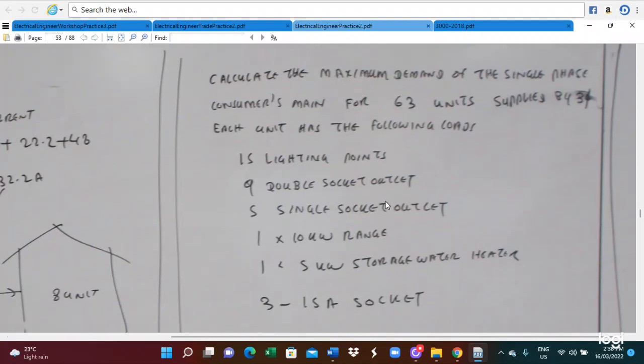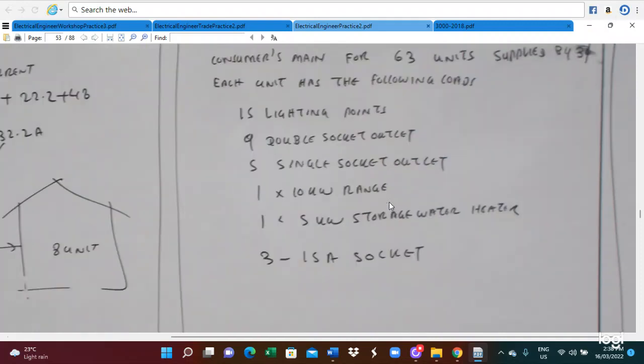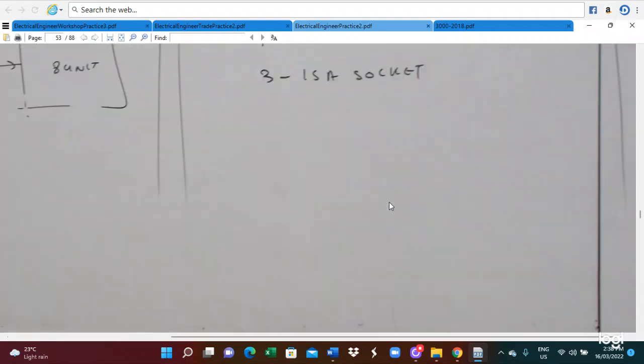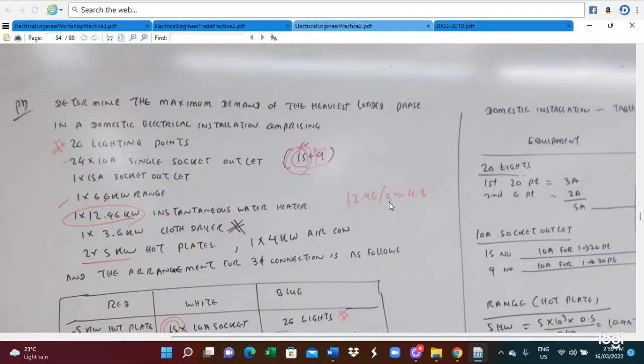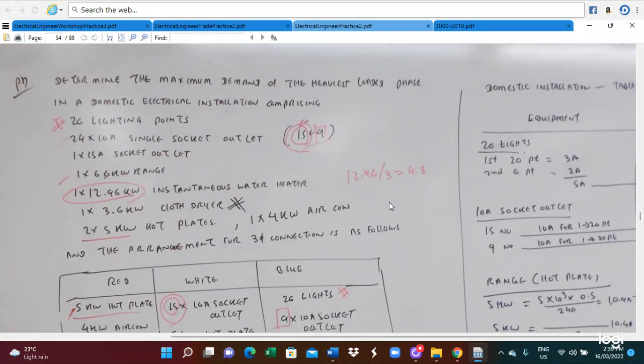Okay, the next problem is that we have to calculate the maximum demand of the single phase consumer main for the 63 unit supply by the 3 phase. In this case, 15 ampere lighting point, 9 number of double socket outlet, 5 number of single socket outlet, 1 number of 10 kilowatt range, 1 number of 5 kilowatt storage water heater, 3 number of 15 ampere socket outlet. This problem is also a similar approach. We can calculate it the same way.